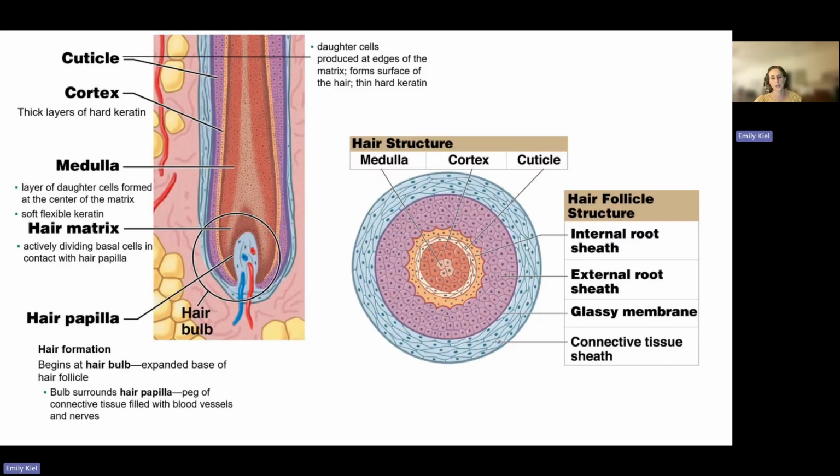And then if we look at the hair follicle itself, we've got this outside connective tissue sheath. We've got what's known as the glassy membrane. We've got the external root sheath and the internal root sheath. So you can see those here, as you can see that connective tissue on this image, and then the other layers that are part of the hair follicle.